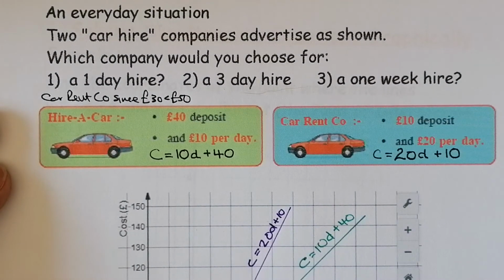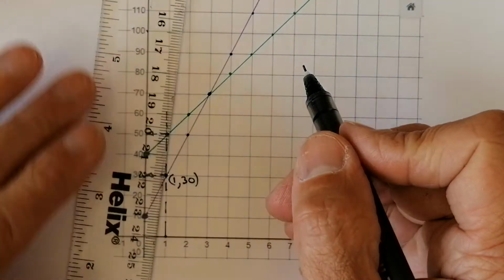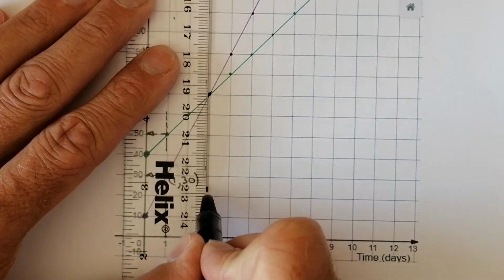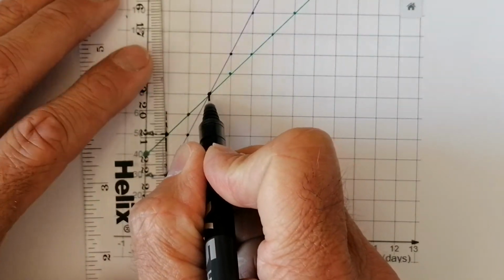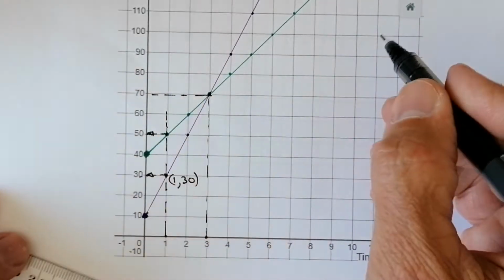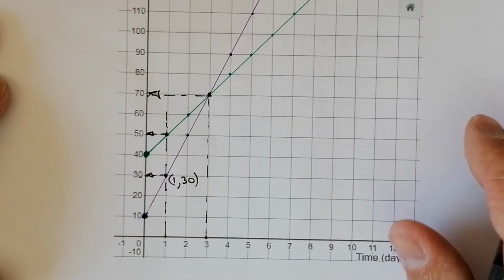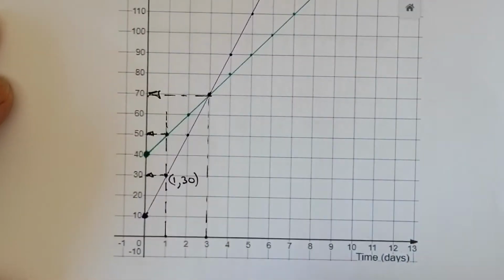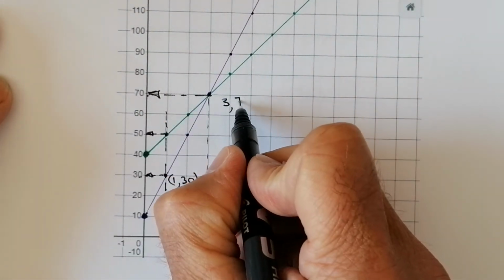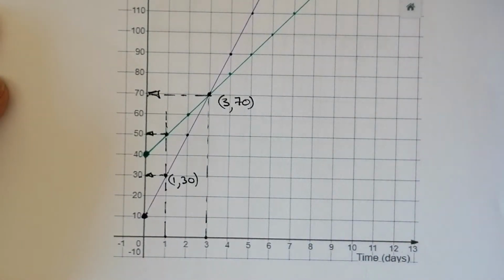Okay, right, so my next question was for a 3 day hire. So if I look at it for 3 days, now 3 days comes up from here, and strange thing is, both the lines intersect at that point. So that's a point of intersection of the lines, which is key when we're working out simultaneous equations. And that's really what we're trying to do when we solve simultaneous equations: find the point where they cross over. So that point there is 3 days along, £70 up, so £70. So both companies are going to charge me £70 for the hire.